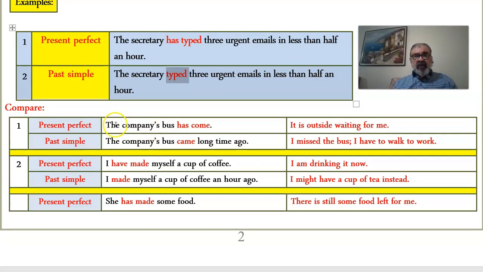If I say the company's bus has come, what does that mean? It means that the company's bus is still there waiting for me. But if I say the company's bus came a long time ago, I missed the bus, I have to walk to work or take a cab, a taxi. I have made myself a cup of coffee, I'm still drinking it, but I made myself a cup of coffee. This means that I don't feel like having coffee anymore. I might have a cup of tea.